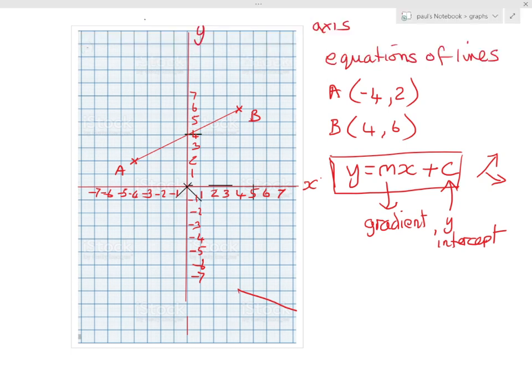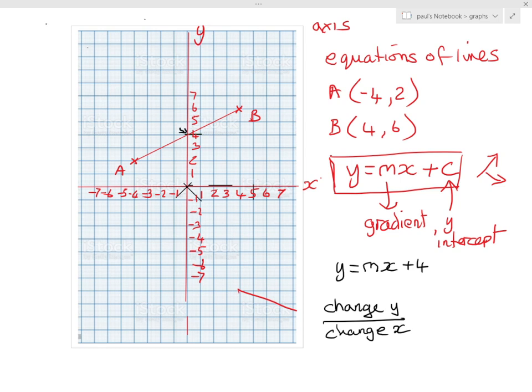So if I come back to black, we can go y equals mx, don't know the gradient yet, and where our line crosses the axis is here, 4. So we're going to put plus 4. Okay, now we need to find out m, the gradient, to finish this off. So the gradient is done by working out the change in y divided by the change in x.